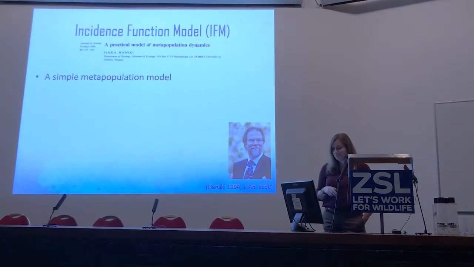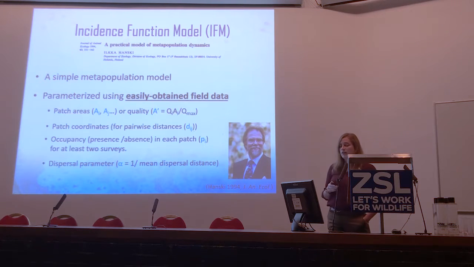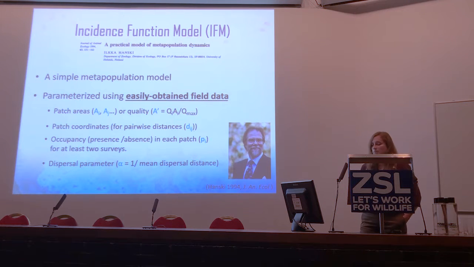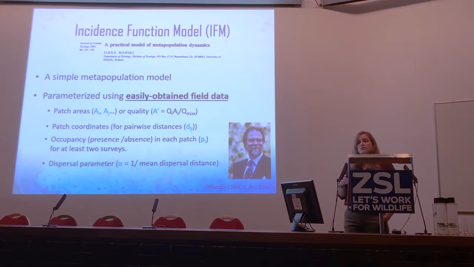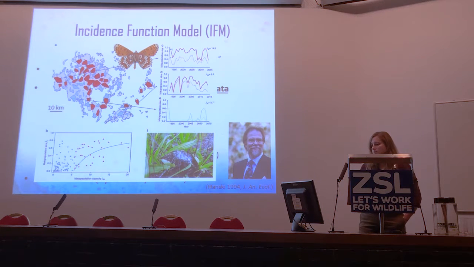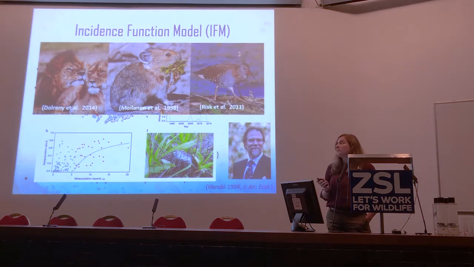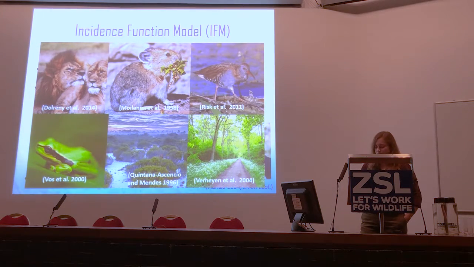So how does it work? Again, the metapopulation model, the incidence function model, was developed by Ilkka Hanski at the University of Helsinki. It's quite a simple model, and it's able to be parameterized using relatively few kinds of easily obtained field data on patch area, patch coordinates, the presence or absence of species at patches over multiple time steps, and then some information on the dispersal of your species of interest. It's been most famously parameterized and tested on the Glanville fritillary butterfly in Finnish meadows, but it's since been tested and validated for many other species, including mammals, birds, amphibians, and even some plants.